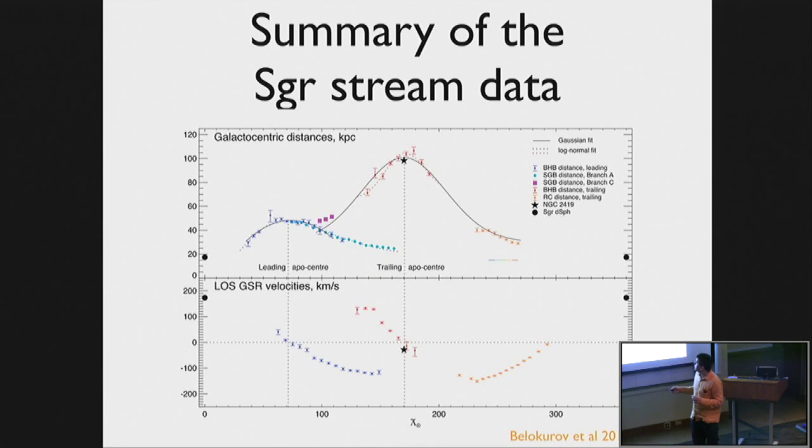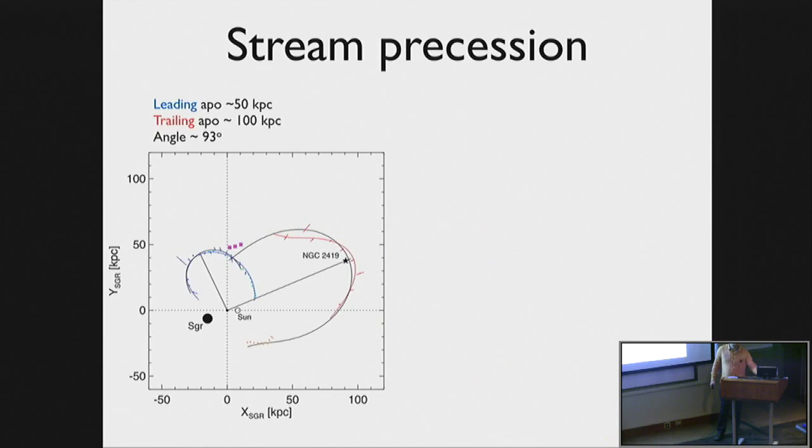What we get is summarized here. This is angular distance along the stream with the progenitor here, and this is galactocentric distance to the stream. And you can see we have a leading tail with its apocenter and a trailing tail with its apocenter. And these are corresponding velocities. And you can see that every time the stream reaches apocenter, its radial velocity goes through zero. So from this plot, you can already measure the orbital precession angle between leading and trailing debris.